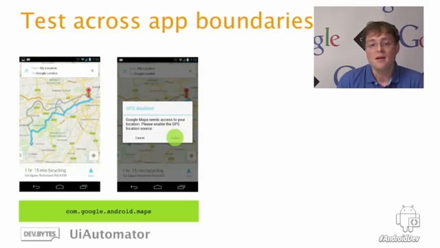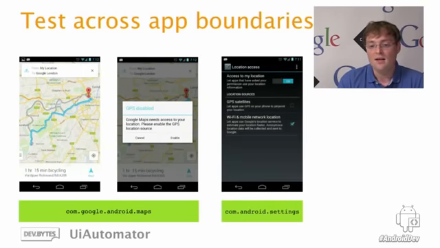The problem is that the instrumentation framework is limited to test within its target package only. With UI Automation, this restriction no longer holds. And now we can test the complete user flow. Go to the settings screen, enable the GPS by checking the box and press the back button.